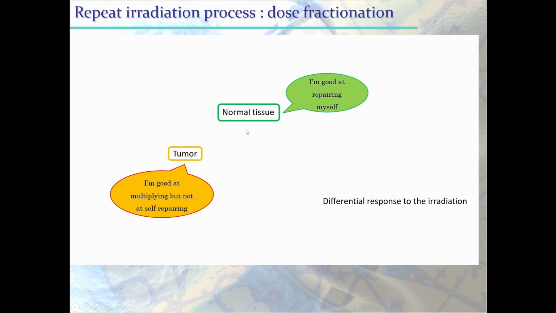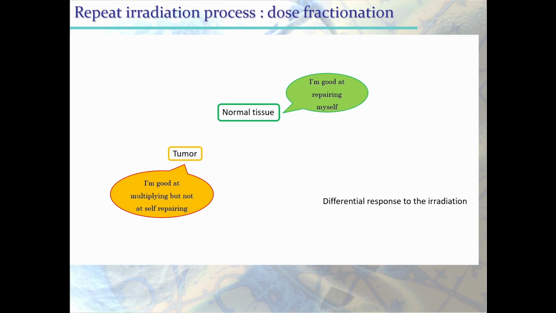There is indeed a nice feature when you compare normal tissue and tumor. Normal tissue is pretty good at self-repairing if its DNA is affected. On the other side, tumor is very good at multiplying itself, but not at all at self-repairing. And this is good because we can trigger something like a differential response to the radiation.